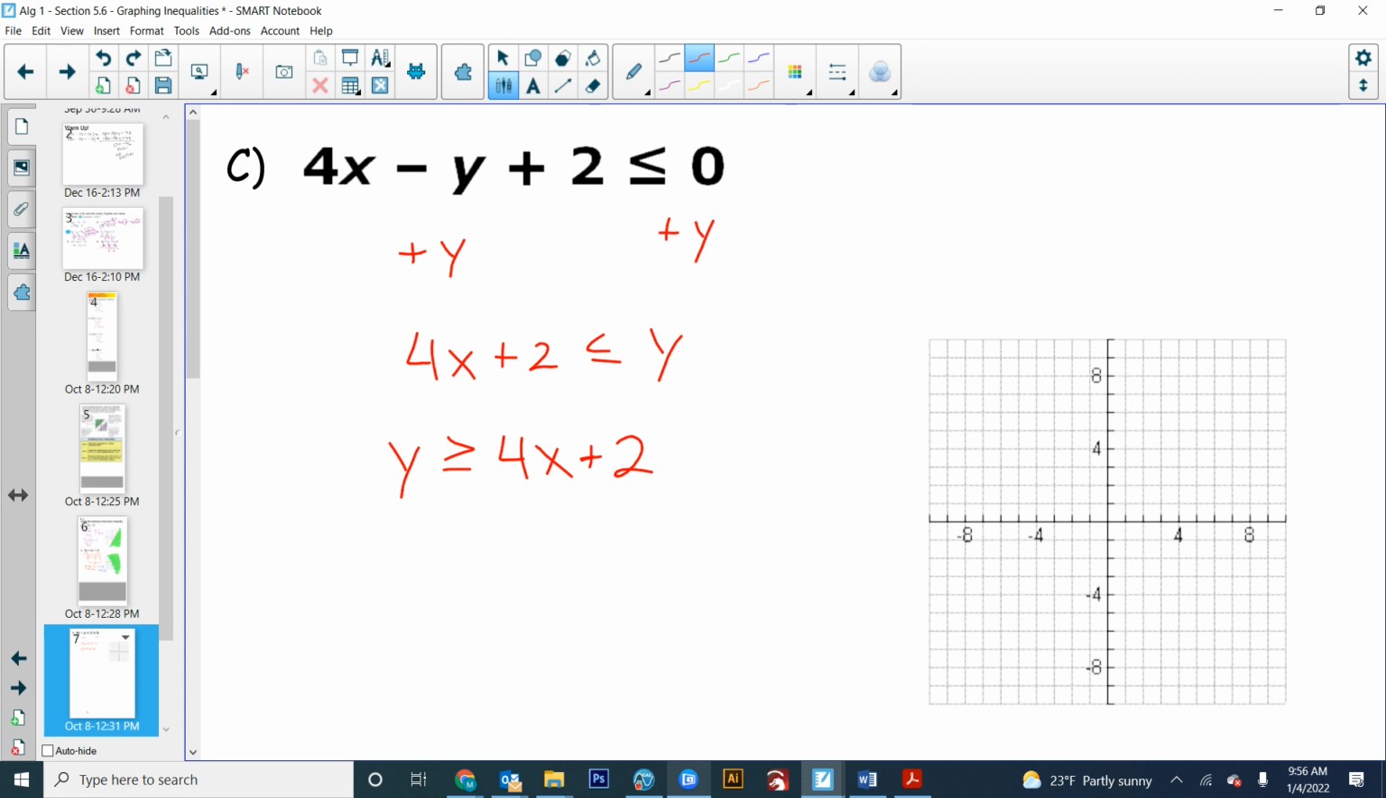Now, what if we would have subtracted 4x, subtracted 2?